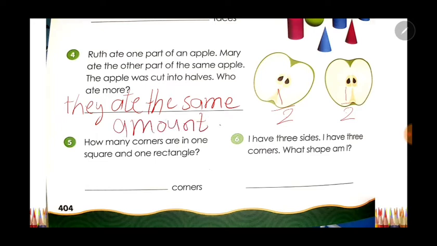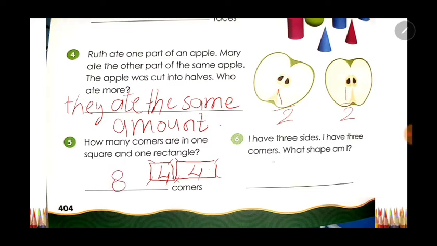Number 5. How many corners are in one square and one rectangle? I don't remember. Let's draw together the shape of a rectangle. Here is a rectangle. It looks like a square with long sides, and here a square. How many corners for the rectangle? Perfect. 1, 2, 3, 4. So 4 corners. How many for a square? 1, 2, 3, 4. 4 corners. What is the double of 4? Perfect. It's 8. So 4 and 4 is 8.